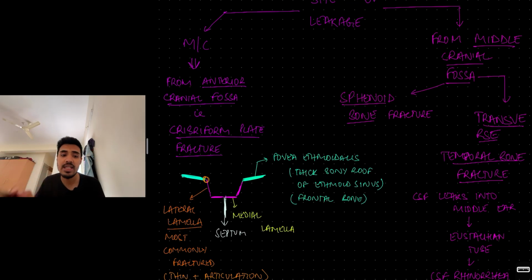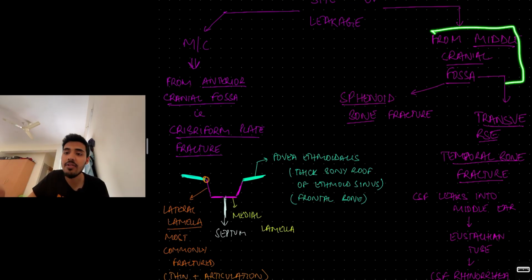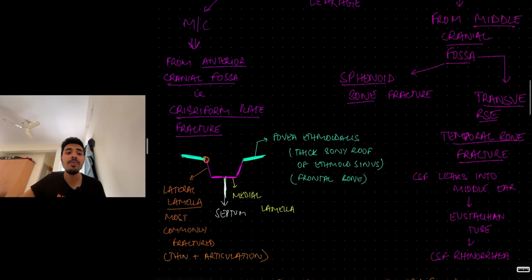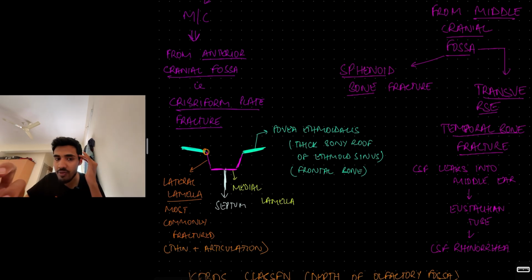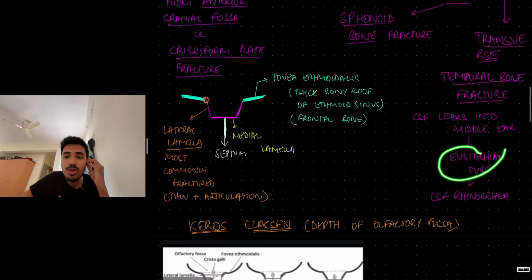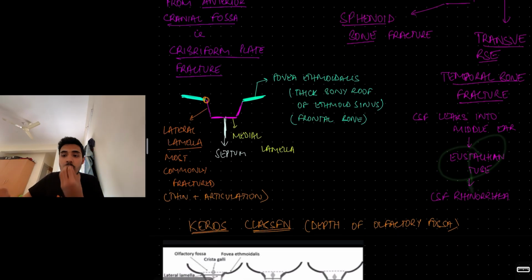Now, CSF can also leak from the middle cranial fossa, because of two fractures: fracture of the sphenoid bone or because of something known as transverse temporal fracture. Now, how does transverse temporal fracture lead to CSF rhinorrhea? Basically, when there is transverse temporal fracture, there is CSF leakage into the middle ear. From the middle ear, via the eustachian tube, it comes into the nose, leading to CSF rhinorrhea. So that is transverse temporal fracture.